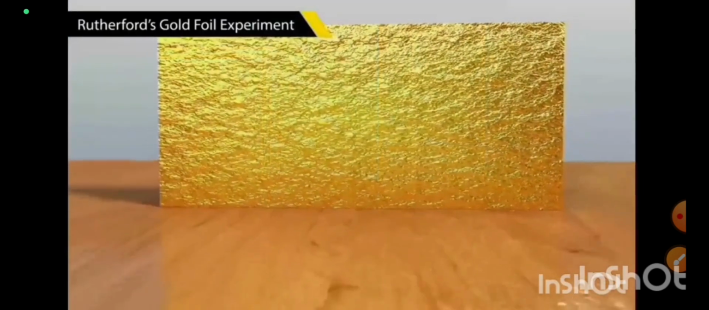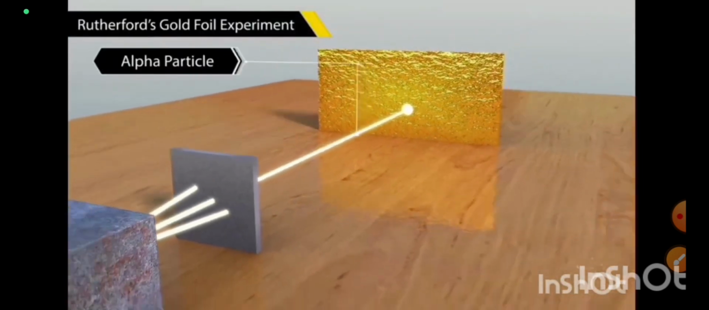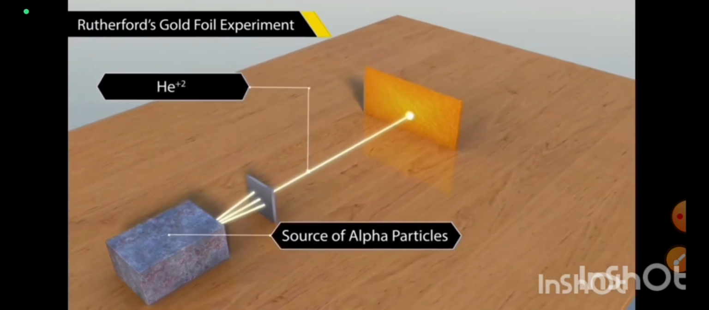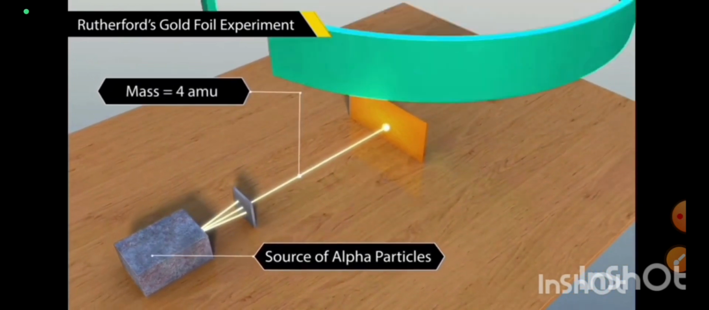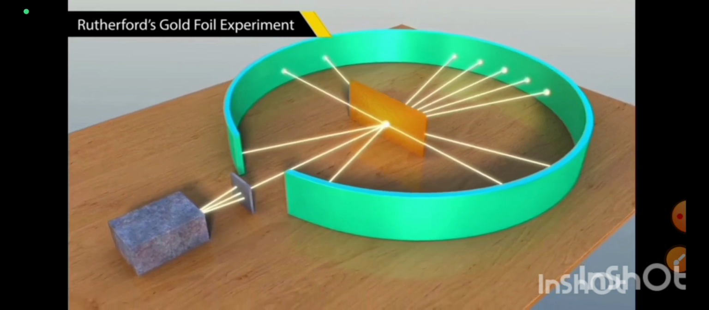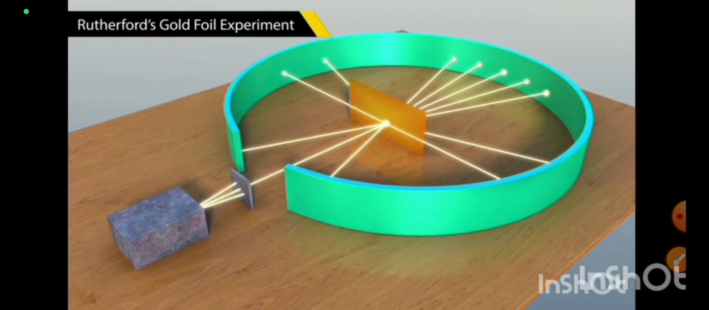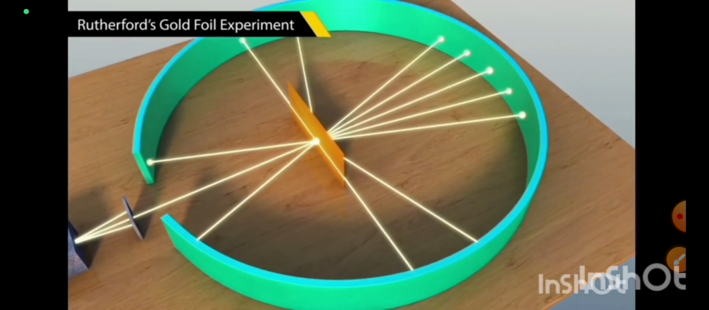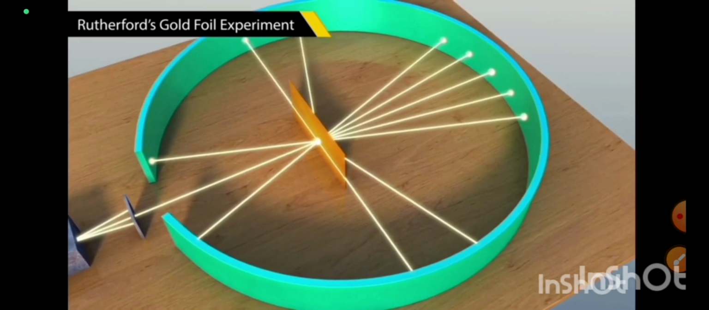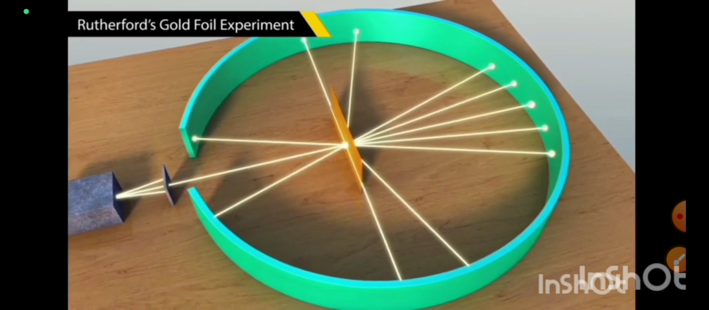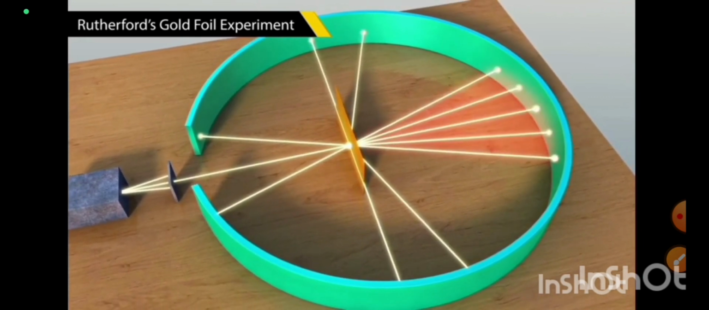He used a source of alpha rays, helium nucleus. This helium nucleus is also called helium ion, having 2 positive charges and 4 atomic mass units. A beam of alpha rays was allowed to pass through a slit and was supposed to hit the gold foil. To his observation, he found all these alpha rays got scattered after hitting the gold foil, and this scattering happened at different angles.